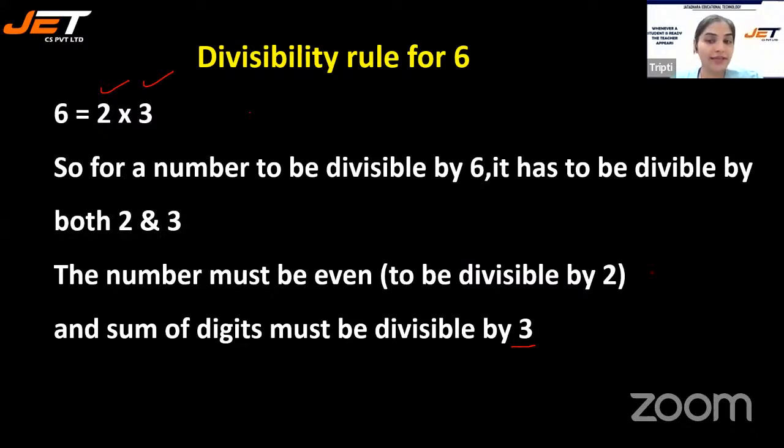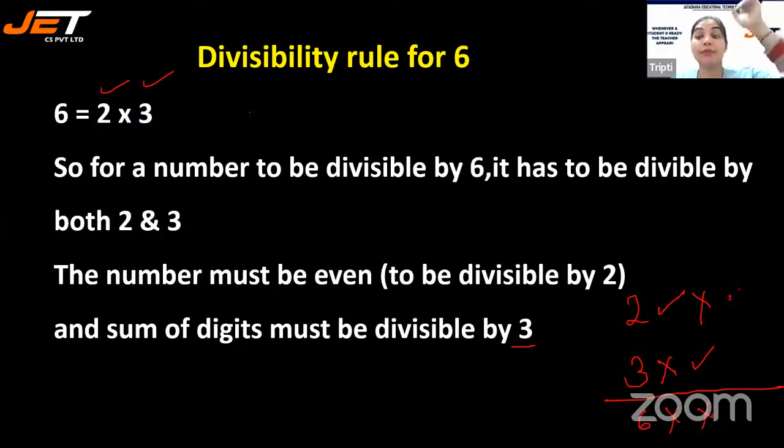So if, let's say, we are checking for 2 and 3, and then we are getting the answer for 6. If the number is divisible by 2, but not by 3, that means it will not be divisible by 6 also. If a number is divisible by 3, but not by 2, that means it is not divisible by 6 also. If a number is divisible by both 2 and 3, that means it is divisible by 6 also. Means if either of them is not divisible, it is also not divisible by 6. So the criteria is it should be divisible by both 2 and 3.